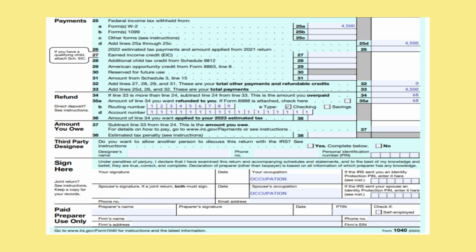Note that there's a box to the left of line 35A. You would only check this box if you want your refund deposited into more than one bank account, so usually this would be left blank. If you were to owe taxes, that would go on line 37, and if you had an estimated tax penalty, that would go on line 38. Remember to sign, date, and put your occupation at the bottom of the form.